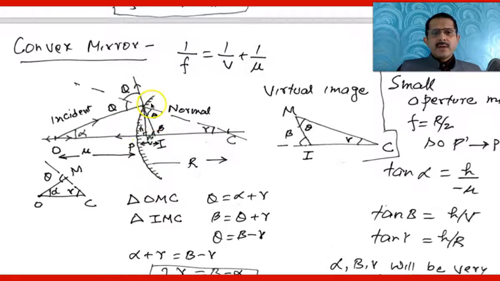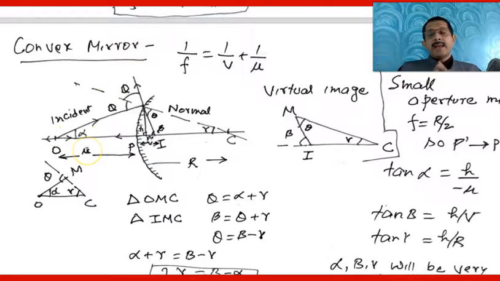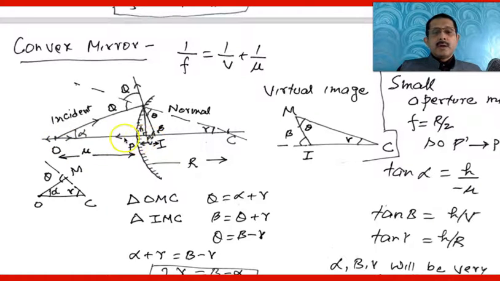Now if I draw the convex mirror ray diagram, I will see that the ray will come from here and it will get deflected, right? This is one ray, and as I said in the earlier lecture, for drawing the image we need at least two rays. So the first ray is this, and the second ray travels from the center of curvature, across the principal axis.